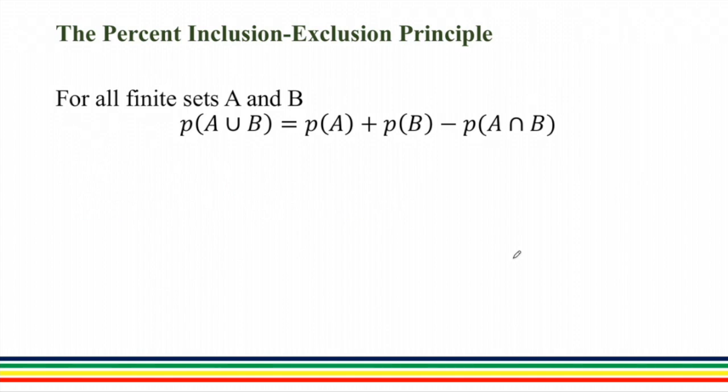The percent inclusion-exclusion principle. So the percentage of A union B is equivalent to the percentage of A plus the percentage of B minus the percentage of A intersection B. So that is basically the same as the earlier inclusion-exclusion principle, only that it is expressed in percentages.